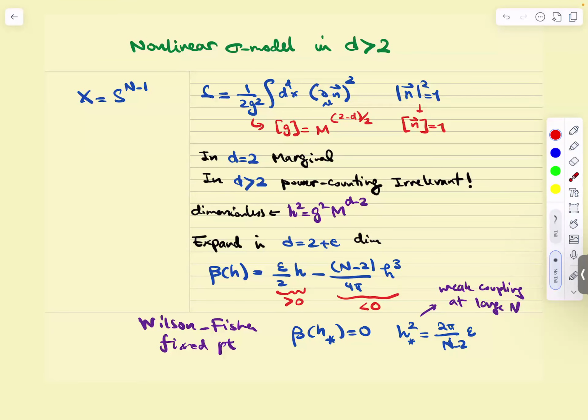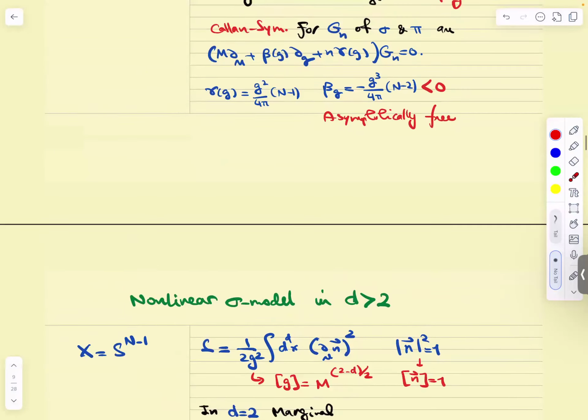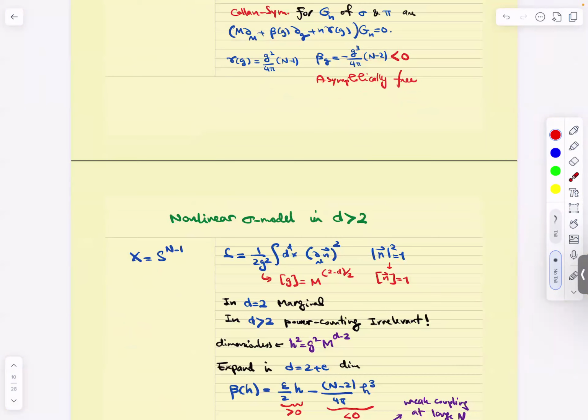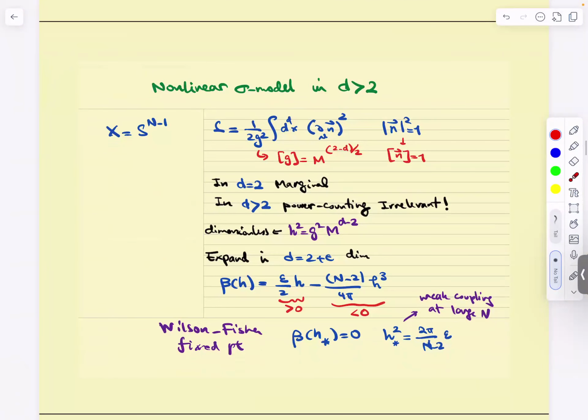There is something sketchy here. No, that's good. No, that's perfectly fine. Yeah. This answer should match this. Yeah. This is n minus 2 minus 1 over 4 pi g cubed, h cubed. Yeah, that's good. There's nothing sketchy here.